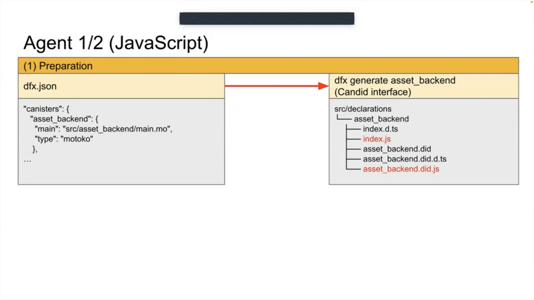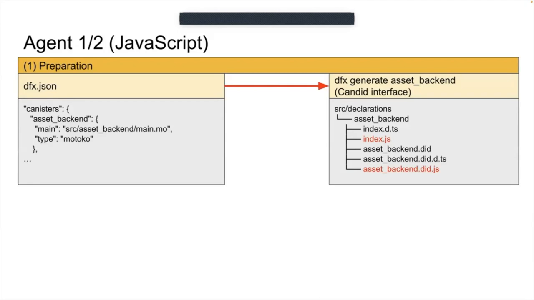The most important one is the index.js file. This file contains the JavaScript agent. The agent is available as a pure vanilla JS implementation, see the index.js file, and as a TypeScript implementation, see the index.d.ts file. In this folder, you can also see some .did files.